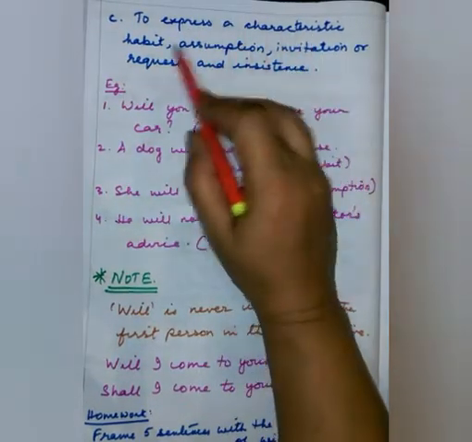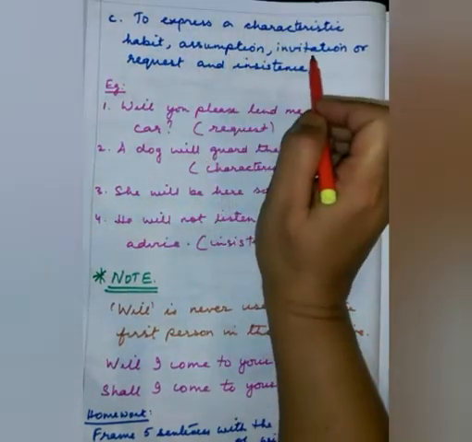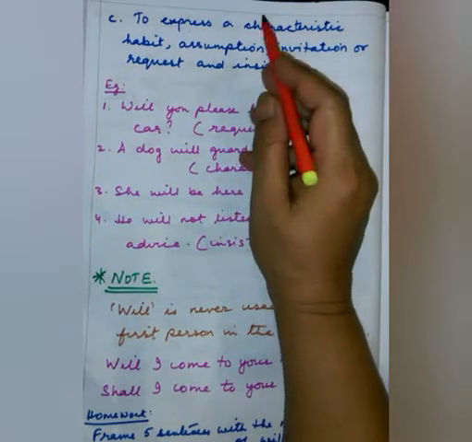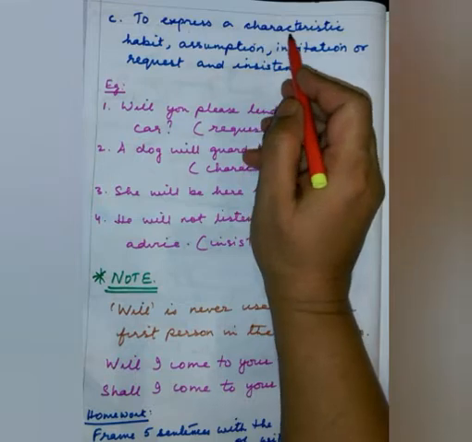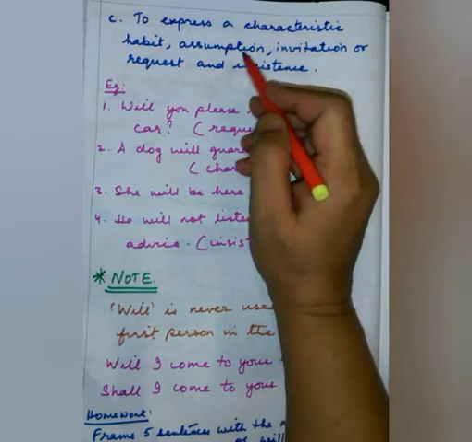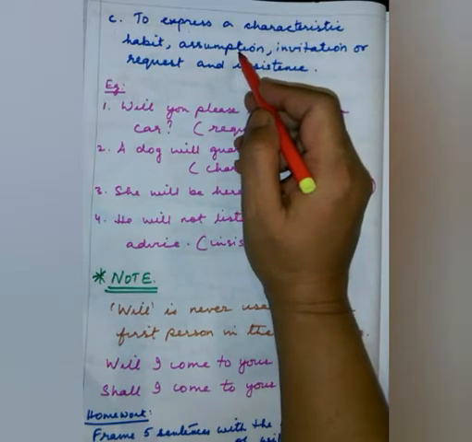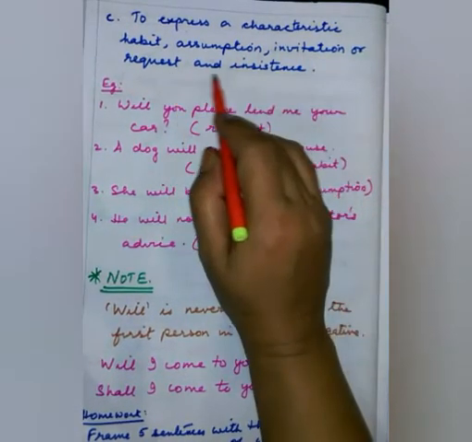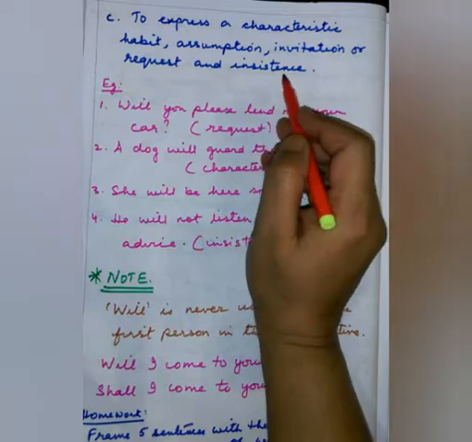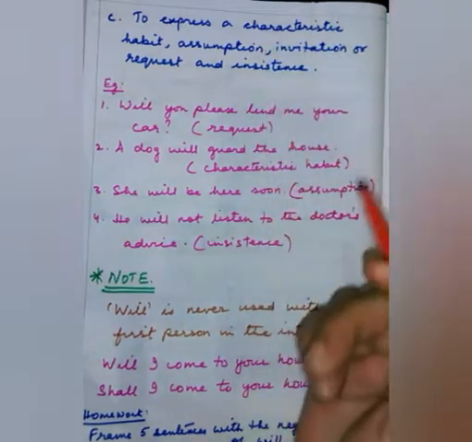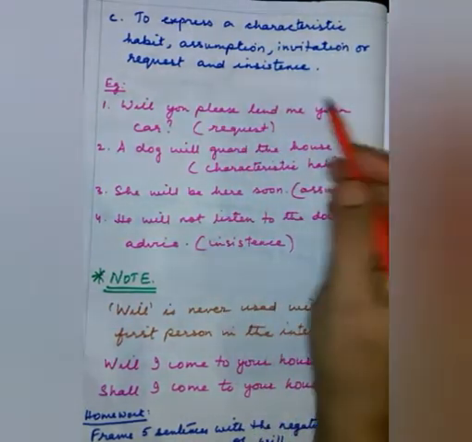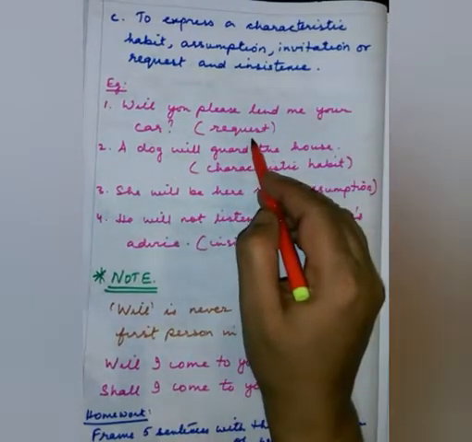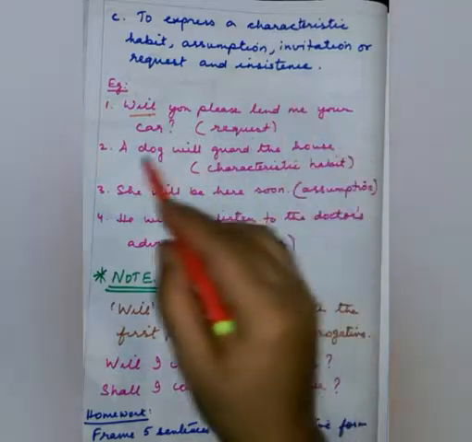To express a characteristic, habit, assumption, invitation or request and insistence. Insistence means to insist. I will do it. When you insist something. Characteristic habit is a habit that one has. Assumption is to assume something, or an invitation, you invite or you make a request or you insist on something. No, I want to have it. I will have it. When you insist on something. Will you please lend me your car? You're making a request.